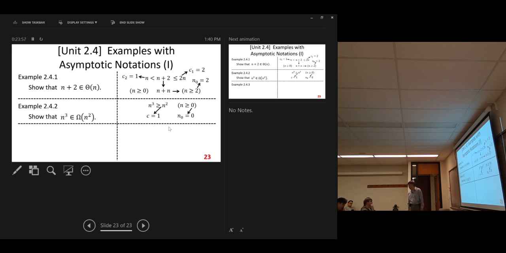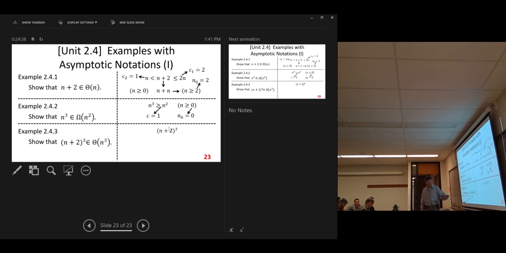The last example of today. Next time I will give you a few more. But today, that's the last example. Example 3. Show that n plus 2 cubed belongs to big theta of n cubed. So this time, it's a little harder, but not too much harder. Still, big theta, lower bound, upper bound, and also n0.